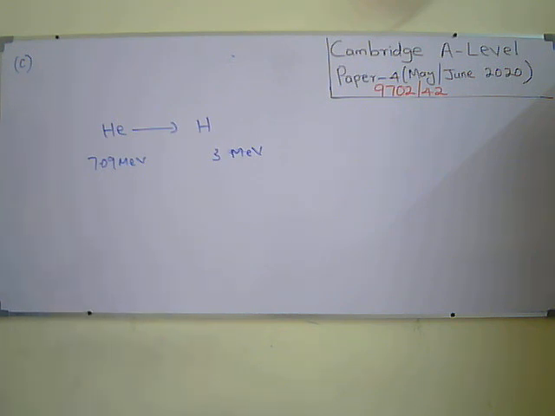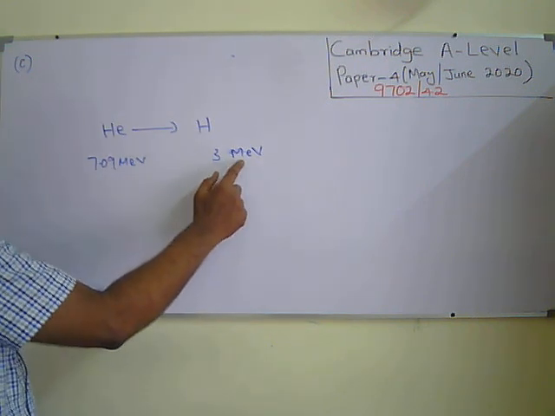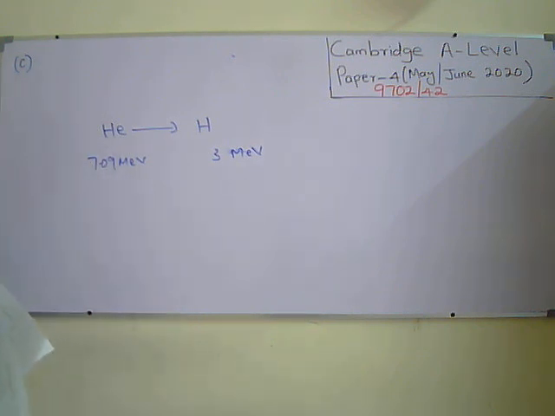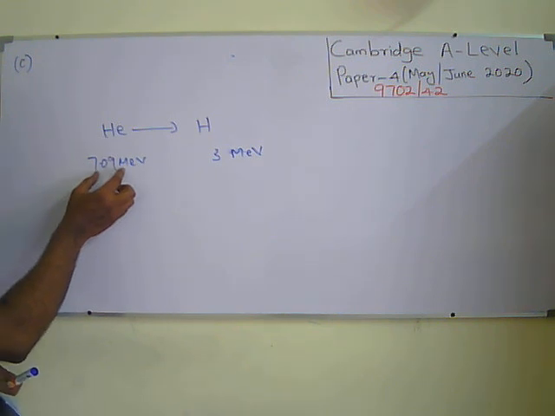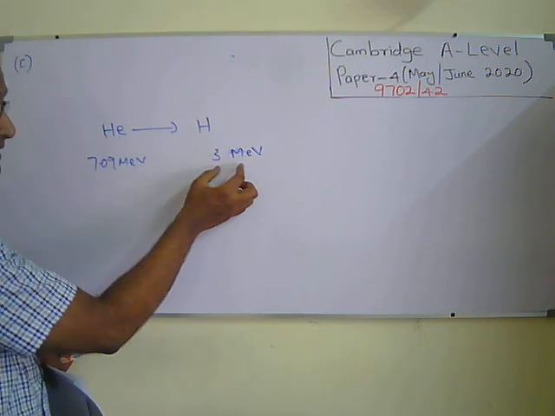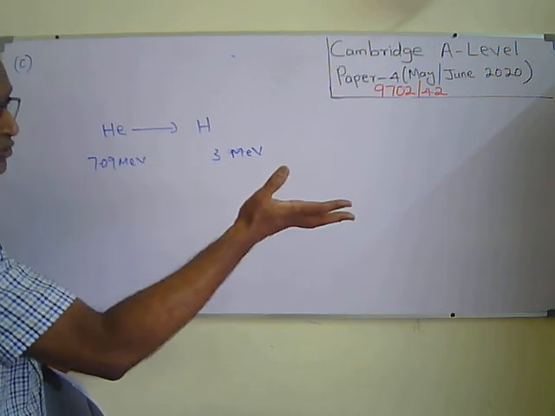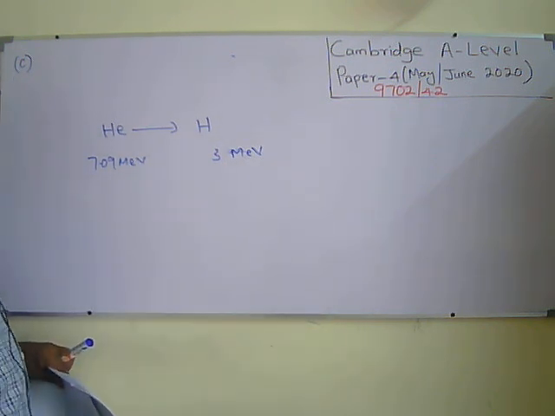So the answer for this part should be: the amount of energy released in forming hydrogen is less compared to the energy required to break the helium. To break the helium, you are giving more energy, and when hydrogen is formed, it releases only this smaller energy. So there is no net output energy, so that reaction won't happen.